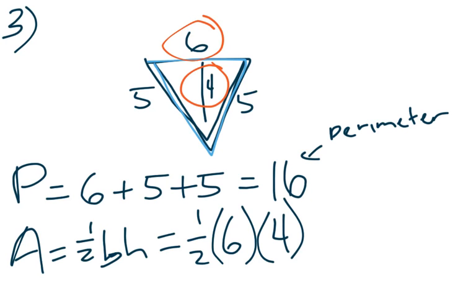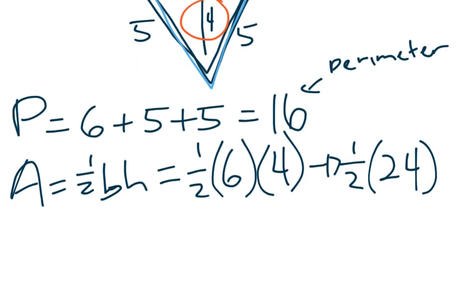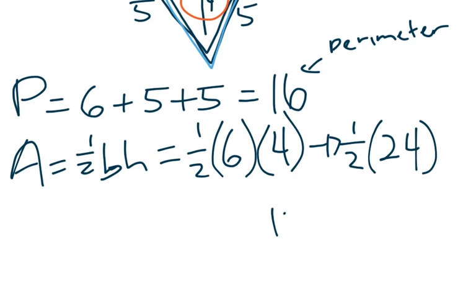And 6 times 4 is 24, so we're looking for half of 24. And 24 divided by 2 is 12. So the area is 12. And this is your final answer.